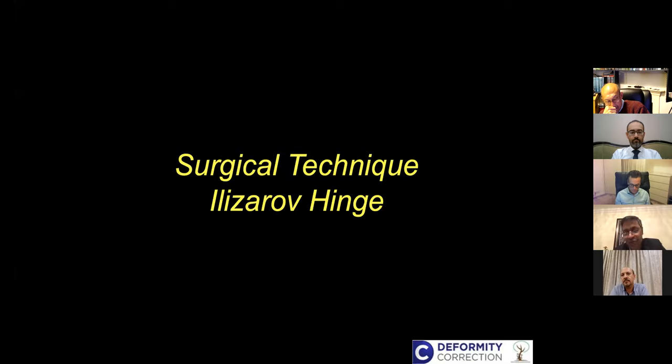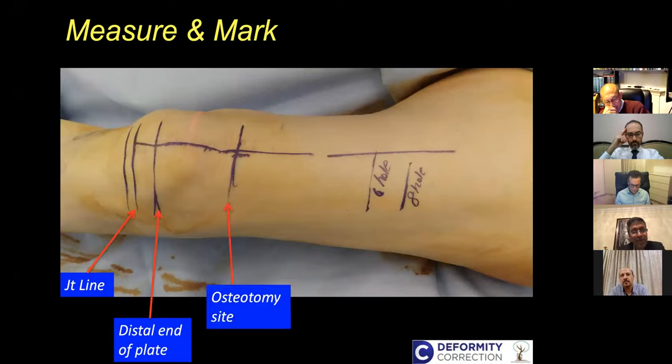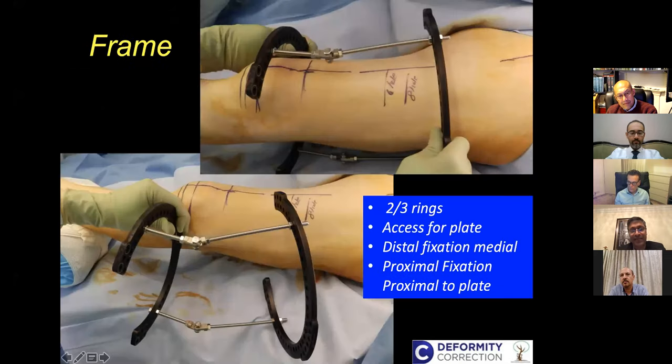So I'm going to show you some techniques. And so this is the technique about using the Ilizarov hinge. So I'll mark my joint line. Where is the distal end of the plate going to go? This is my osteotomy site. And these are the two areas, if I have to have a 6-hole or 8-hole plate, where will they finish? And then my pins have to be proximally away from the space of the plate, from where the plate is. Then I make my frame.